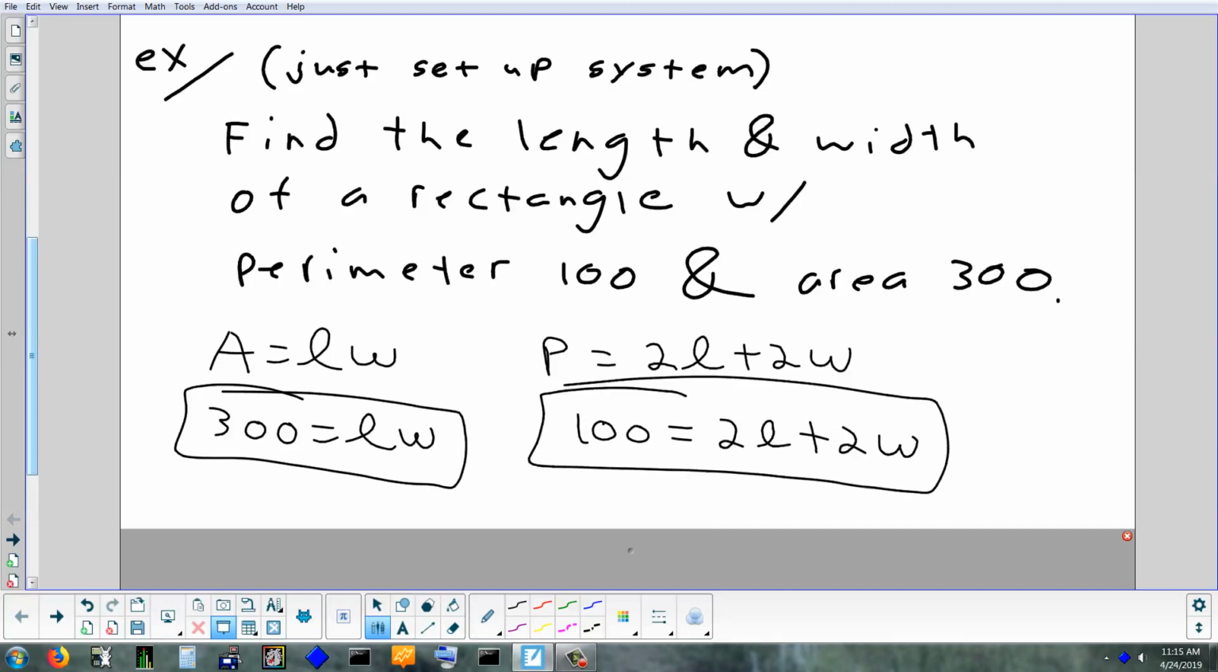Okay. And that's it. So we've set up our two equations. We'll come back and solve them in a little bit. Questions on setting those up?